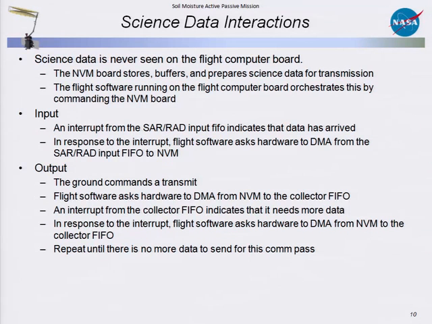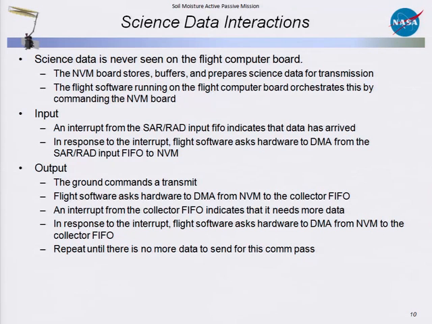One key point here is that the science data itself is never seen on the flight computer board. The RAD 750 does not see the science data at all. The NVM board is going to store and buffer and prepare the science data for transmission. And the flight software, instead of going through the data byte by byte, is basically going to orchestrate and command the NVM board and coordinate the movement within the NVM board, kicking off, for example, DMAs.